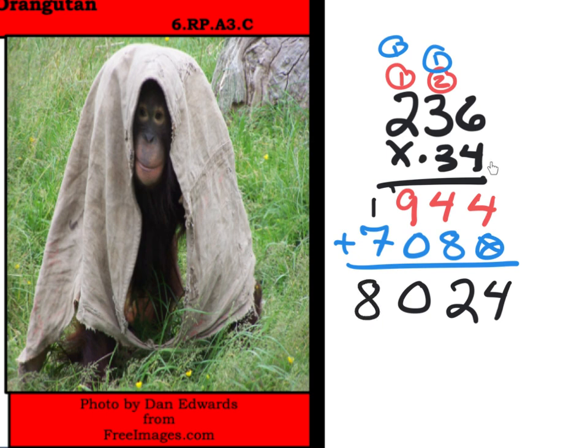Lovely. All I have left to do is to count my loop-a-doops, right? I got 1 loop-a-doop, 2 loop-a-doop, 1 loop-a-doop, 2 loop-a-doop. My decimal's going to go right there. Plug that decimal in, and bam, there you have it, my friends. Your answer, 80.24. So what does that mean?